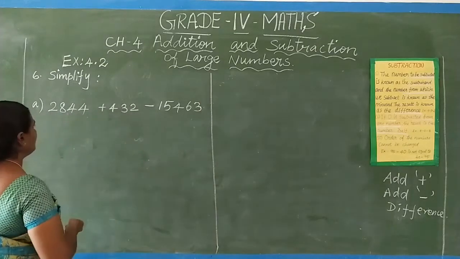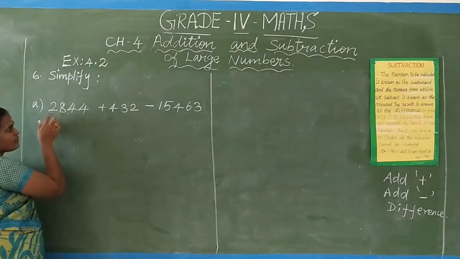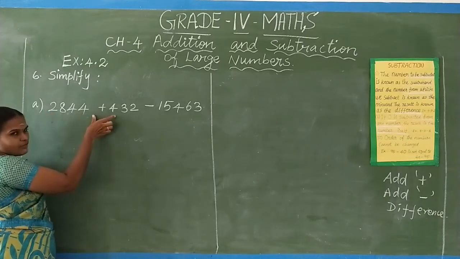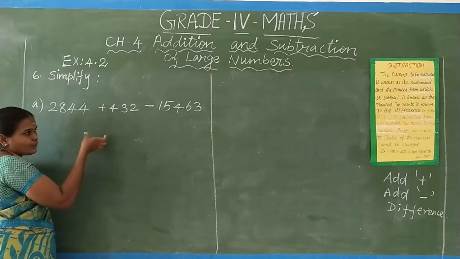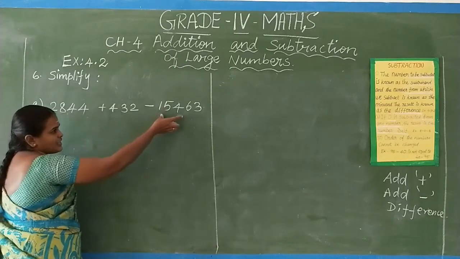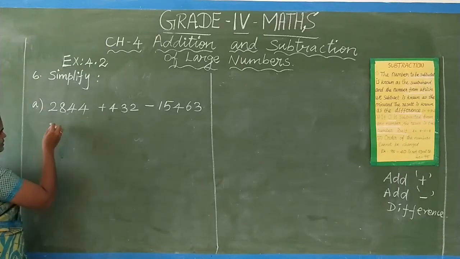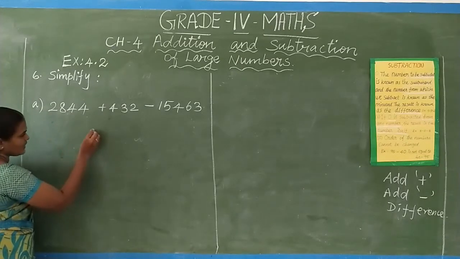Now, first, what does this sign mean? Plus sign. So in this first part, 2 terms are given. First you add these two and find the answer. Then you subtract this number from that answer. Okay. Now, for the answer, first write the places.